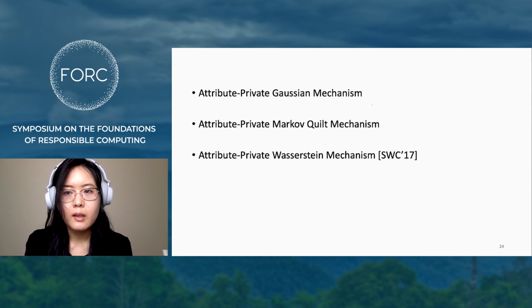Now we've introduced the attribute private Gaussian mechanism and the attribute private Markov quilt mechanism. We also have an attribute private Wasserstein mechanism, and this Wasserstein mechanism is proposed for the general pufferfish framework, so it can also be applied here, but it's computationally inefficient.